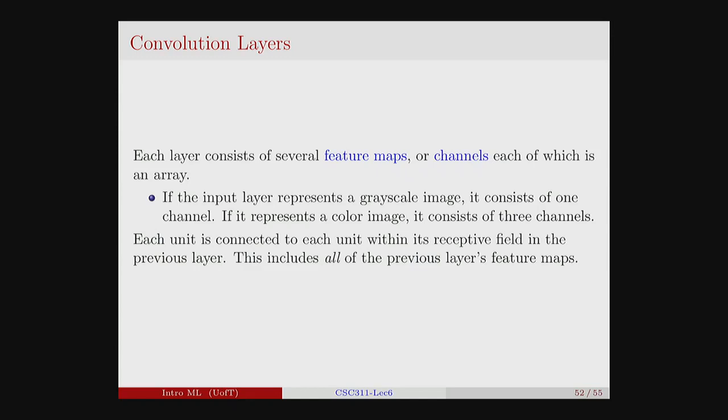And so each unit is connected to each unit within its receptive field in the previous layers, and this includes all of the previous layers' feature maps. If your input is a grayscale image like MNIST, then you only have one input image, so to speak. But if you have a color image, you have 3 channels. And these you can think of as 3 feature maps that you're going to provide as input. Each of those feature maps is going to be convolved with k different kernels in the first layer. So you get k times 3 output feature maps in the second layer, and you keep going after that. So you apply a max pooling, and then you apply a few more filters, and so on.